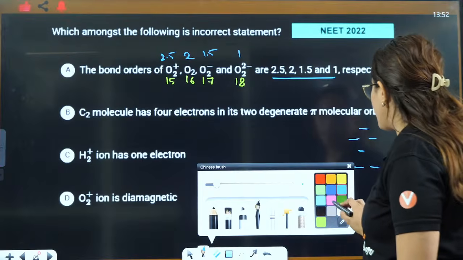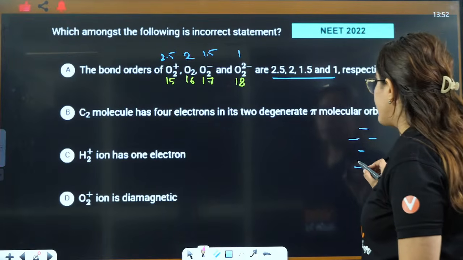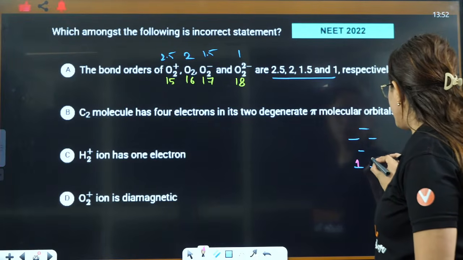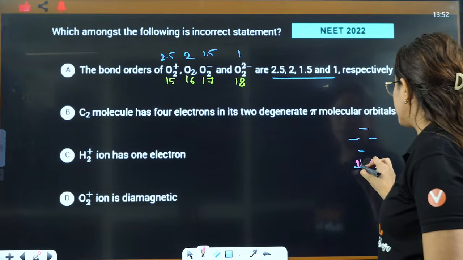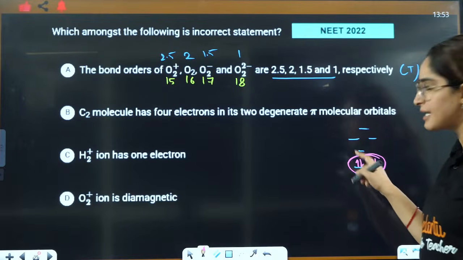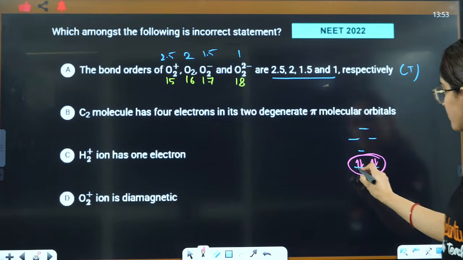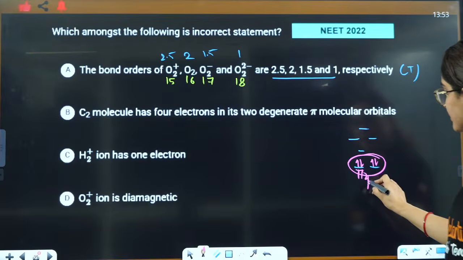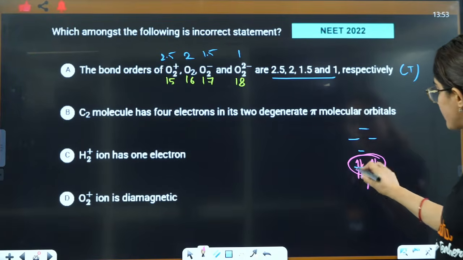So here what will happen? You will have 1, 2, 3, 4, right? This is degenerate, meaning same energy. So this is pi only. This is pi 2px. This is pi 2py. So it has 4 electrons.